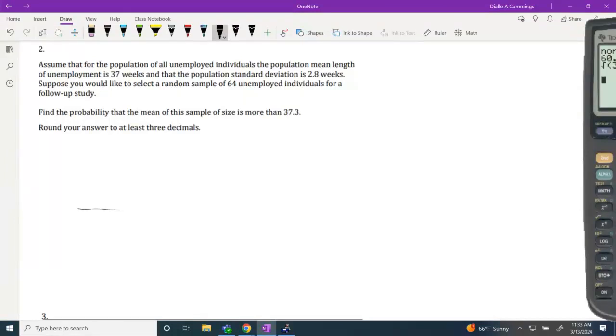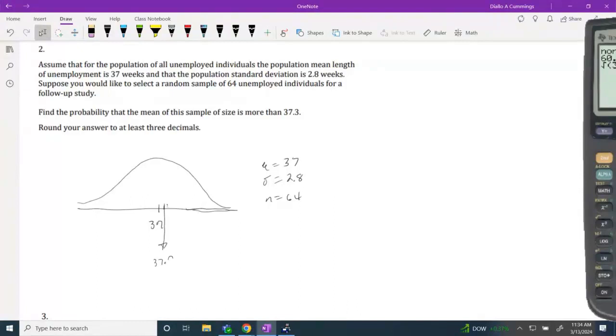All right, so I'm going to sketch the region. The question doesn't ask for this, but just to give a visual on what we're actually doing. All right, so the mean is 37 weeks. The mean is always located in the center of your normal distribution. The standard deviation is 2.8. n is 64. We're asked to find the probability that the mean of the sample is more than 37.3. So I'm just going to guesstimate 37.3 right about here. And we want to find the area above 37.3.